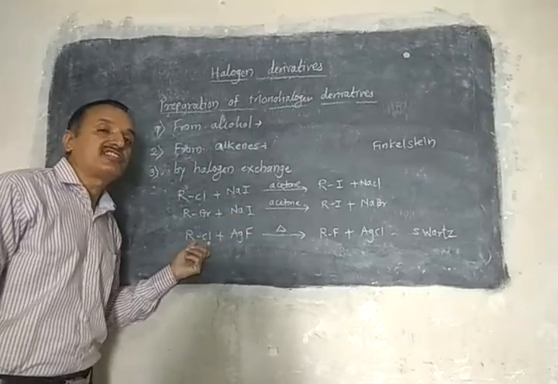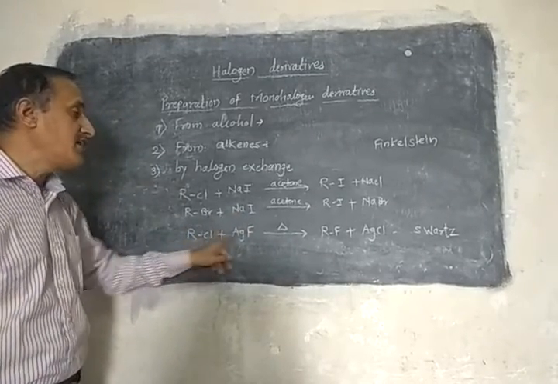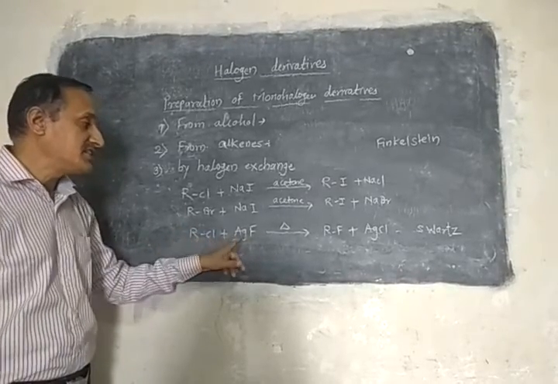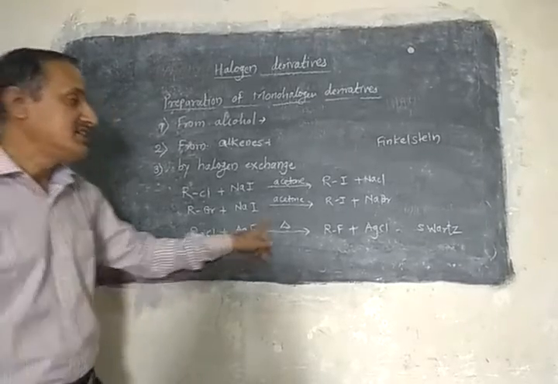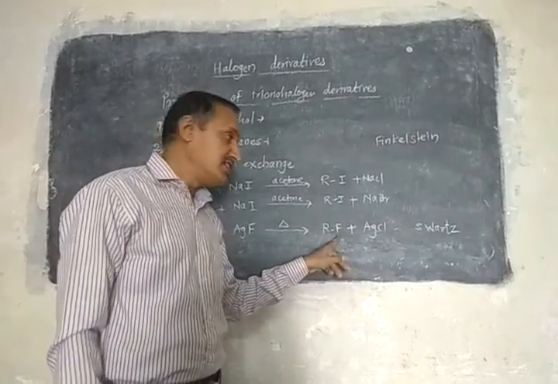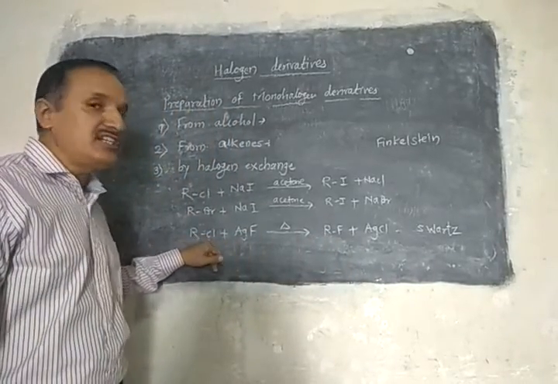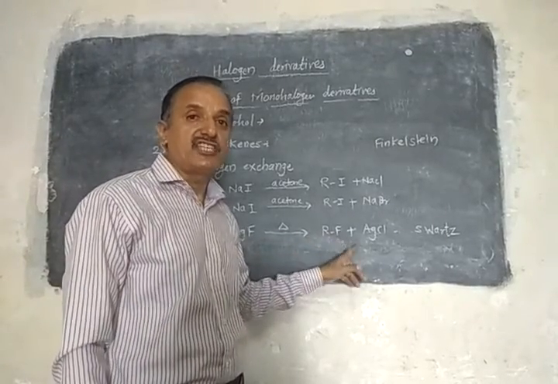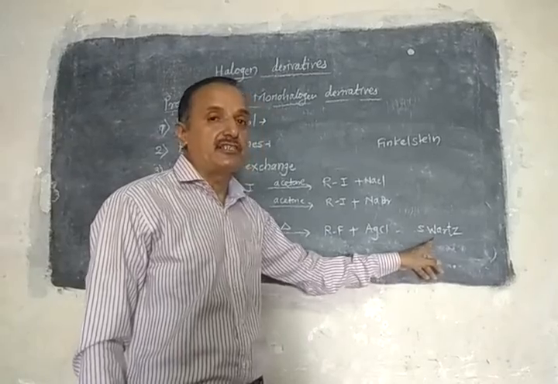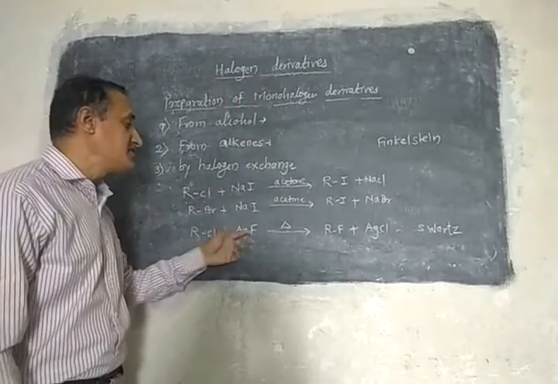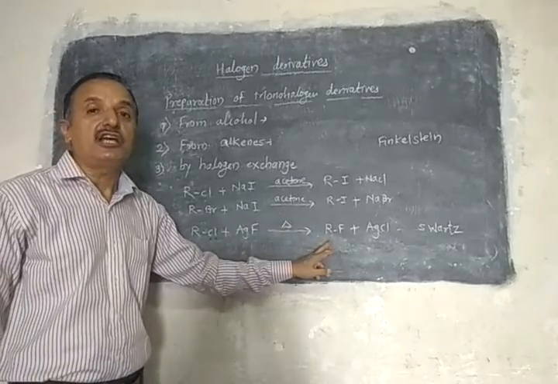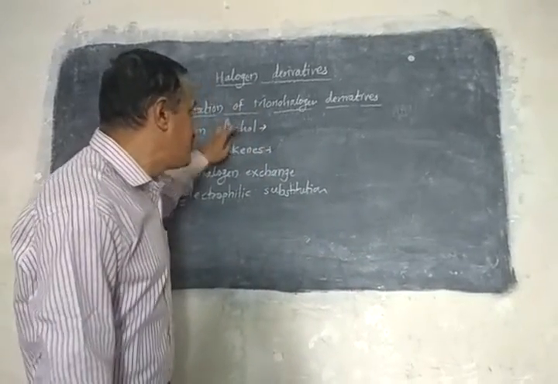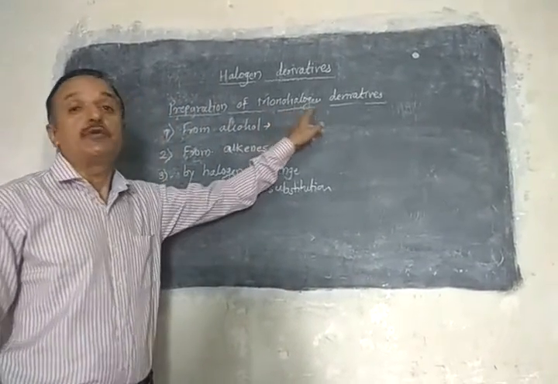Now there are some reactions where the chlorine is replaced by fluorine. When an alkyl chloride reacts with silver fluoride, we get alkyl fluoride. In this reaction, the Cl is replaced by fluorine, and we get the alkyl fluoride. This reaction is called the Swarts reaction. Like this we can exchange the halogens and prepare alkyl halides. So we have seen these three reactions related to monohalide derivatives.